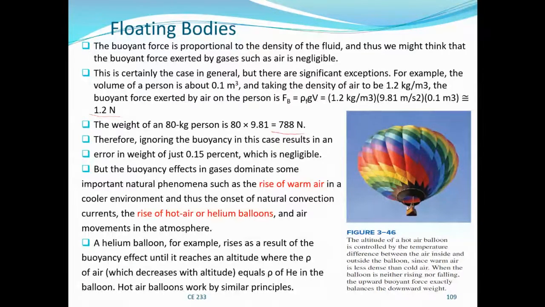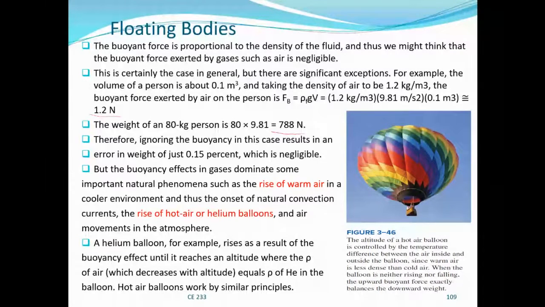This is with respect to solid and gas. Humans are mainly made up of liquid, about 70% liquid, and the density of liquid is way higher than the density of gases. But when you have gas and gas, the buoyancy effect dominates some important natural phenomena, such as the rise of warm air.